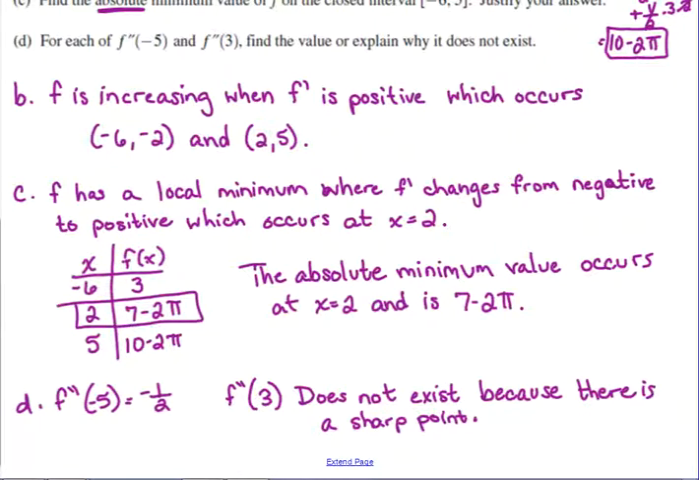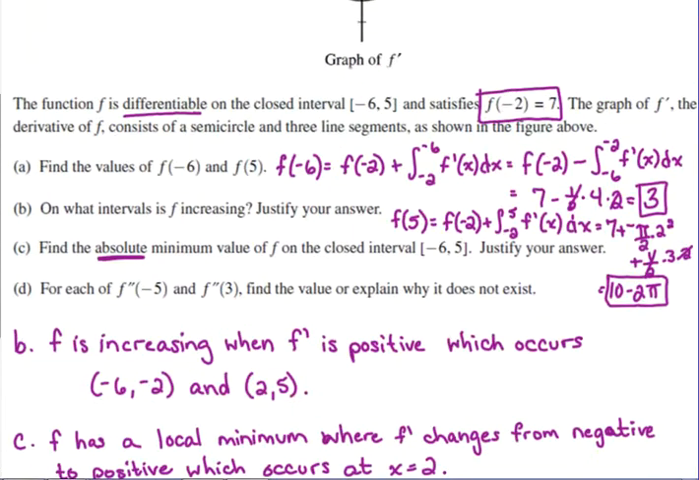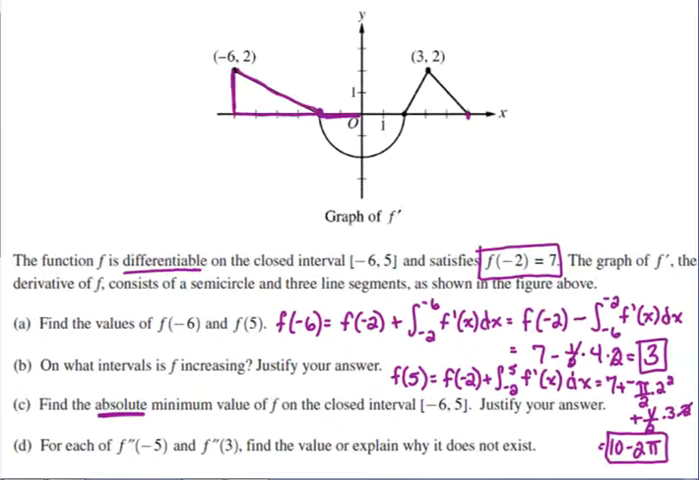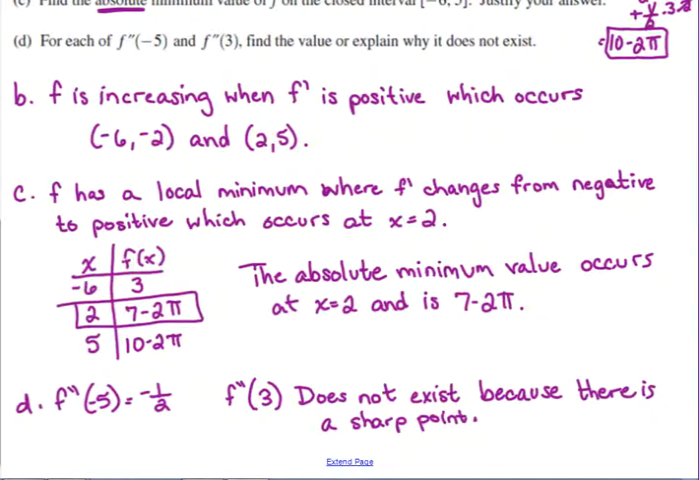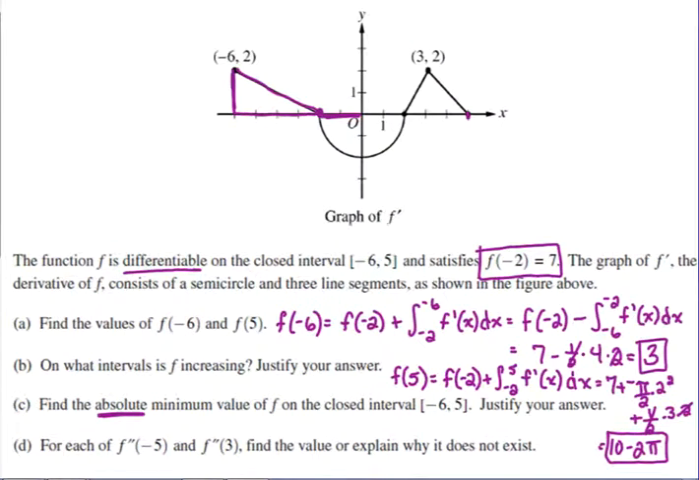Now, on the rubric, it gives 1 point for f double prime of -5, which is -1/2, and 1 point for that it does not exist with an explanation. Now, their explanation, they don't use the terminology sharp point. They look at the slope from the left side and the slope from the right side, and the fact that they are not equal to one another as their justification, but I'm pretty sure that sharp point is a valid explanation for why it doesn't exist. Sharp points and vertical tangent lines, which this graph does not have.